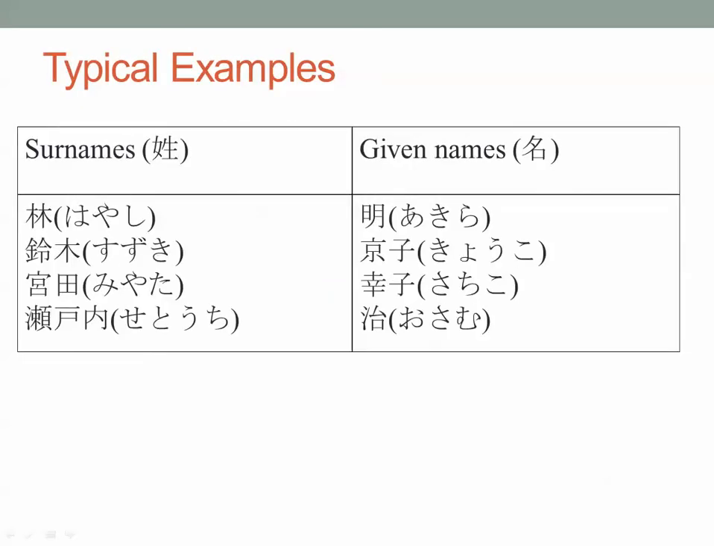So here are some examples of Japanese surnames. Hayashi, very common surname, that's 1 character. Suzuki, 2 characters. Miyata, 2 characters, and Setouchi, 3 characters. And the given name examples, Akira, and that's certainly not the only way to write Akira, which we'll be looking at in another few minutes, Kyoko, Sachiko, and Osamu. So we've got 1 character names and 2 character names.